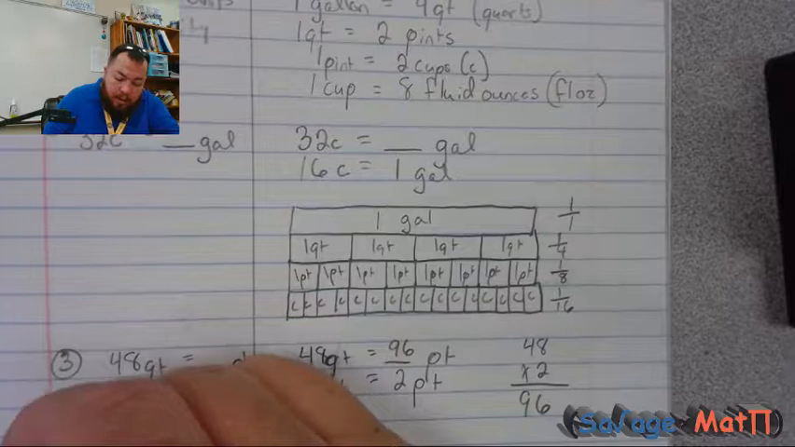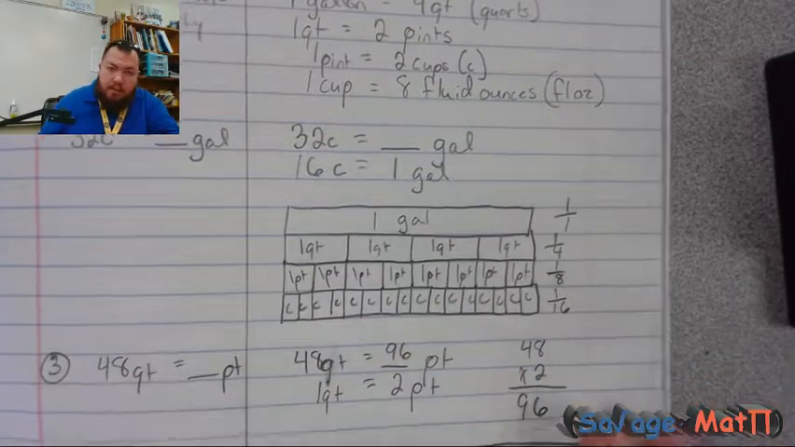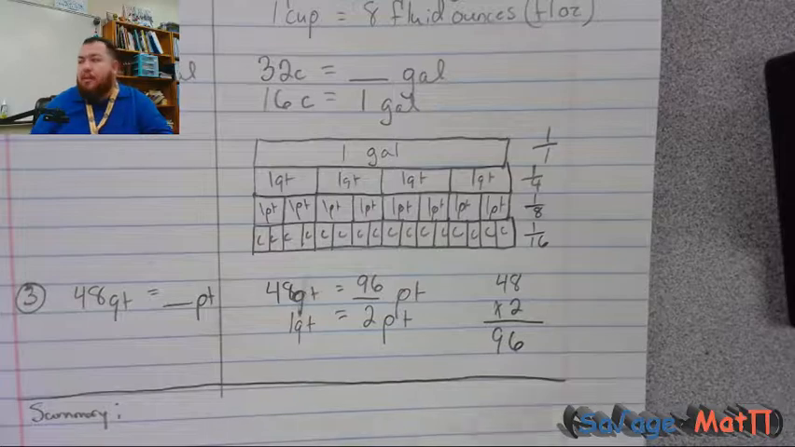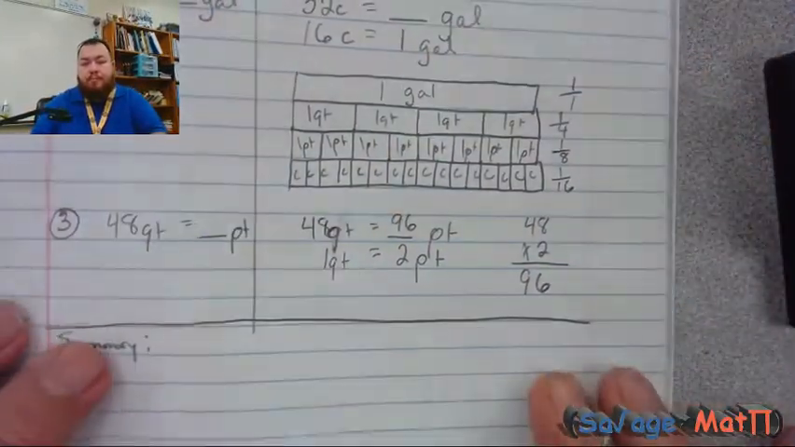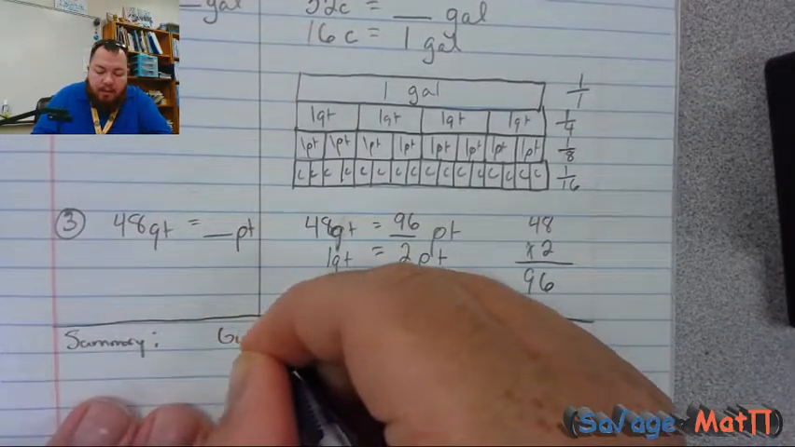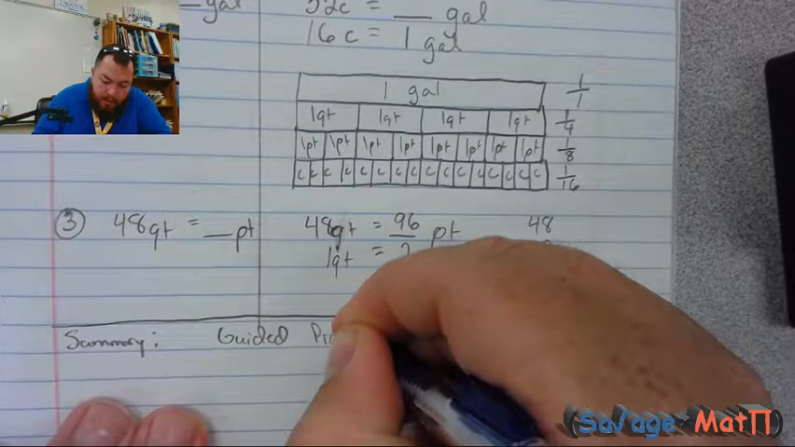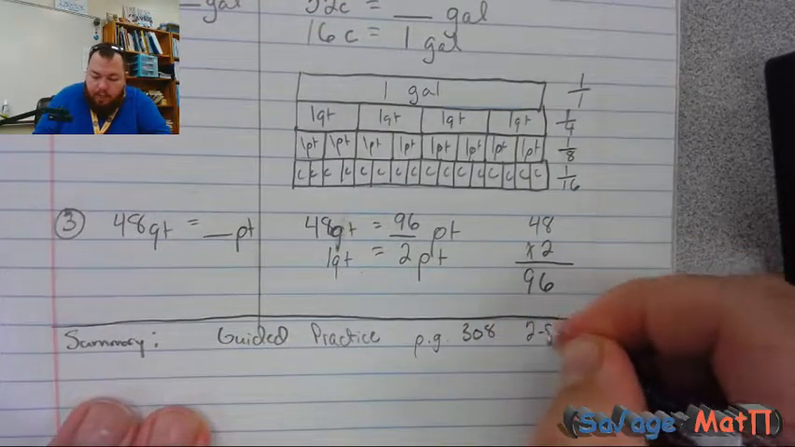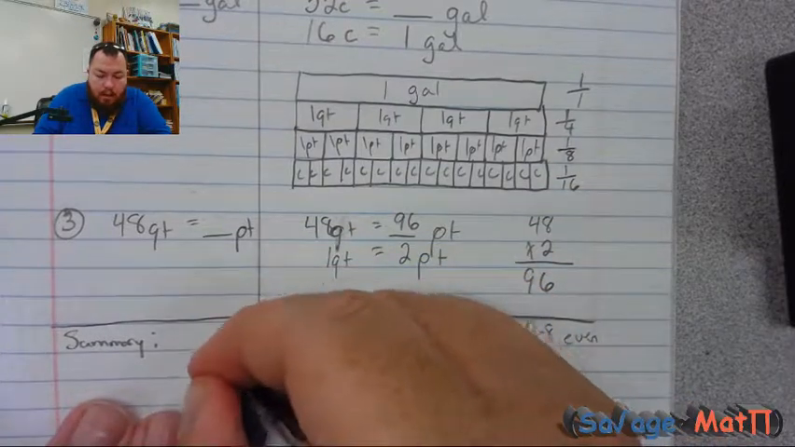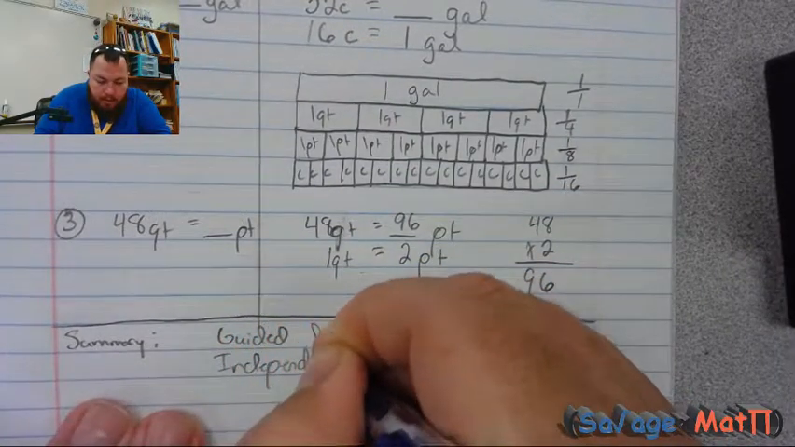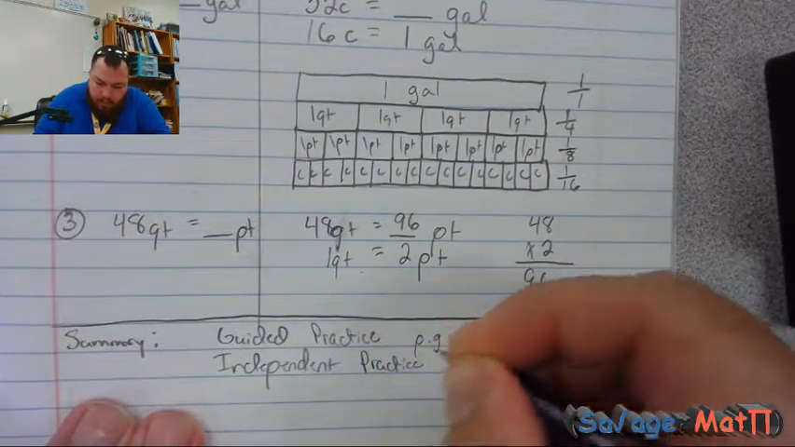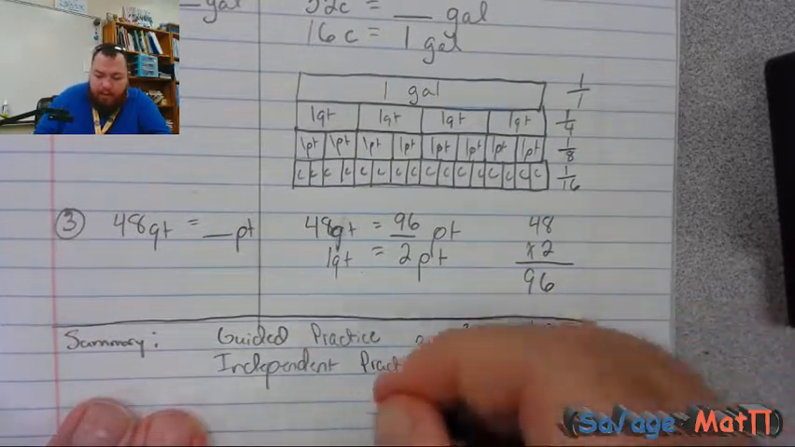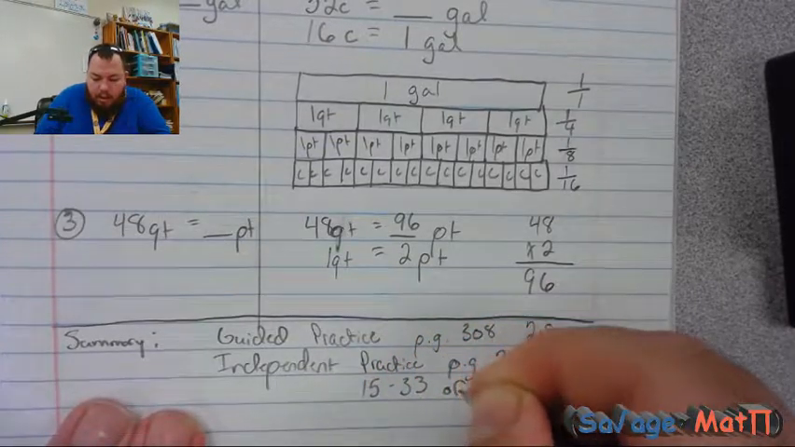Okay, so finally then I need to go ahead and close out my notes. I need to leave my blank for my summary. And then you guys need to do the summary tonight for homework, okay? And then what you guys are going to work on in class, you're going to do guided practice, and that's going to be on page 308. You're going to do 2 through 8 even. And then you're going to do independent practice. You're going to do page 308 to 309, 15 through 33 odd.